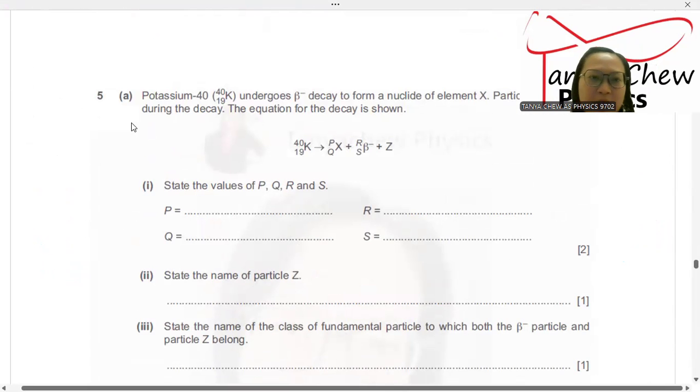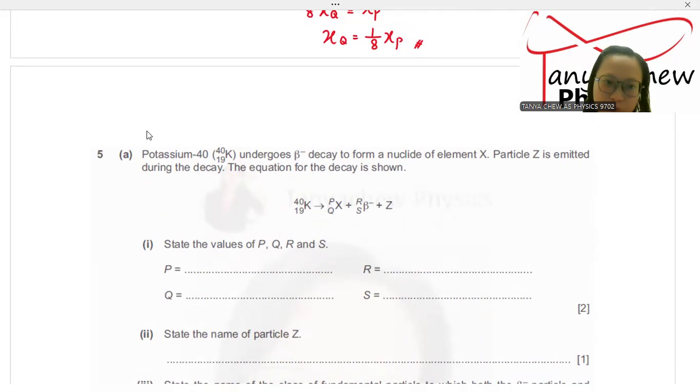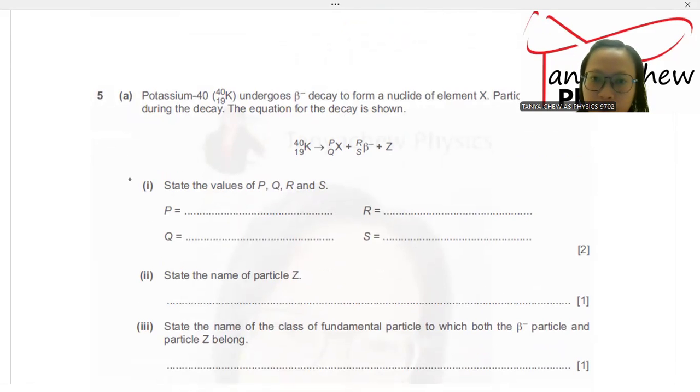Question number 5A, potassium 40K 19 undergoes beta negative decay to form a nuclide of element X. Particle Z is emitted during the decay. The equation for the decay is shown. First part, state the values of P, Q, R, and S. P, you remember, nucleon number. So you modify the nucleon number. You know R and S here because this is beta negative. Beta negative represents fast-moving electron. R is 0, S is -1.